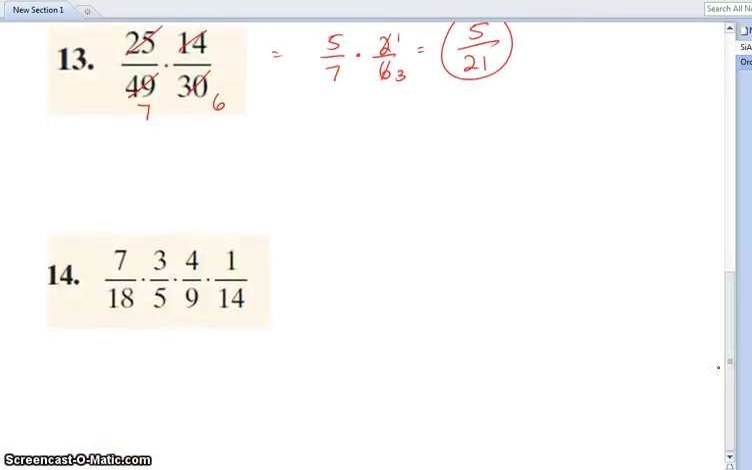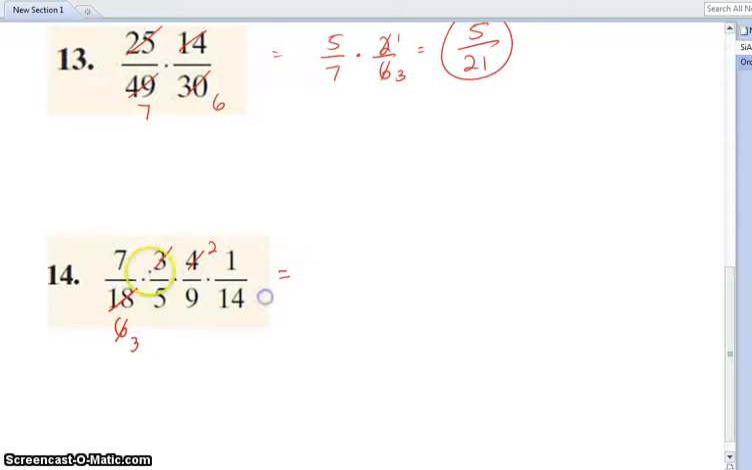Here's another one, a little longer. You can reduce any of these numerators with any of the denominators. You cannot reduce a numerator with a numerator or a denominator with a denominator. So I can't cross out this 9 and this 18 and make it 2. That doesn't work. But I can reduce the 3 and the 18, and I can reduce the 4 and the 6.